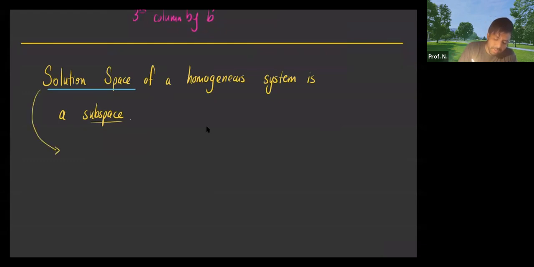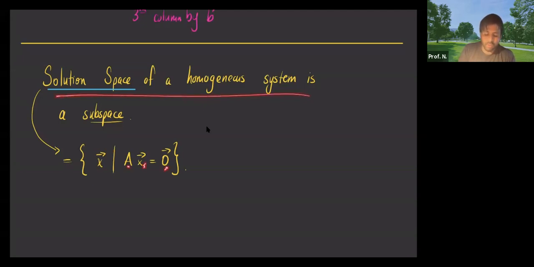A solution space is the set of all vectors x such that Ax equals 0. That's the solution set. The solution set are all vectors that when you multiply A to that vector gives you 0. That's the solution space of a homogeneous system. And what we're saying is that this set in itself is a subspace. And we showed that, right?